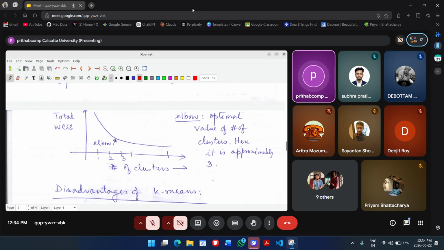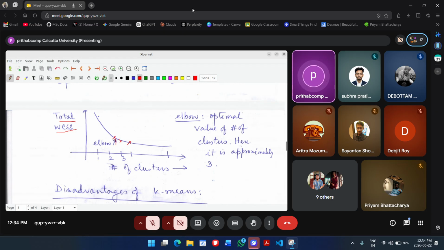So what he said is start with 2 clusters. With 2 clusters, you check the total within-cluster sum of squares value that you have got, and you plot a point over here. Then slowly we increase the number of clusters and see what value you are getting. If you increase the number of clusters, definitely the total WCSS is going to decrease because you are getting more cluster heads, right?